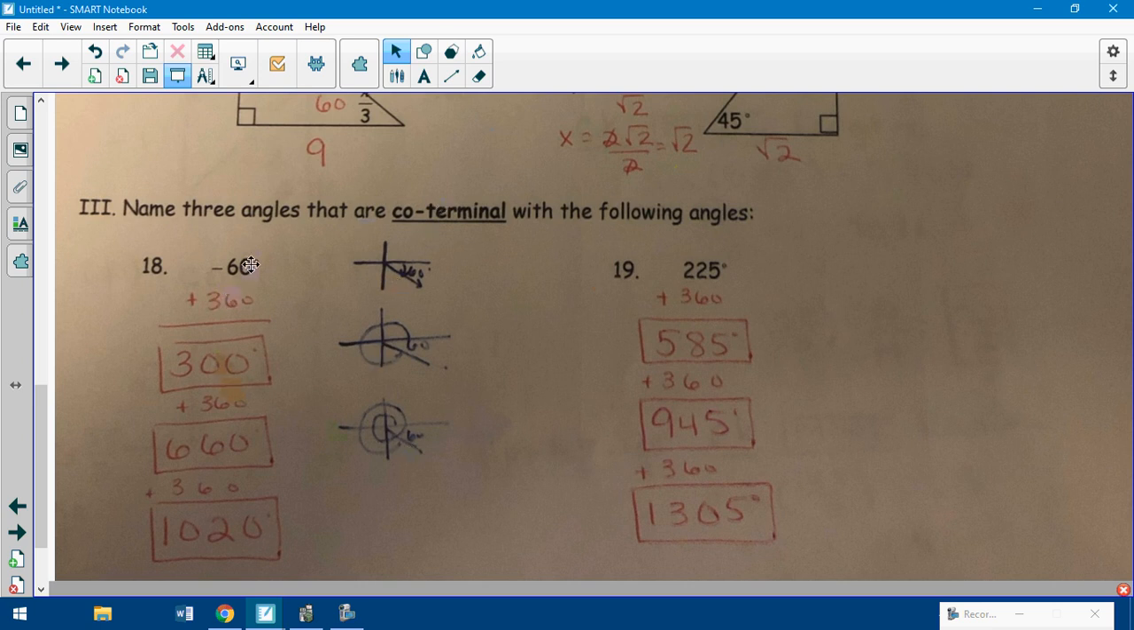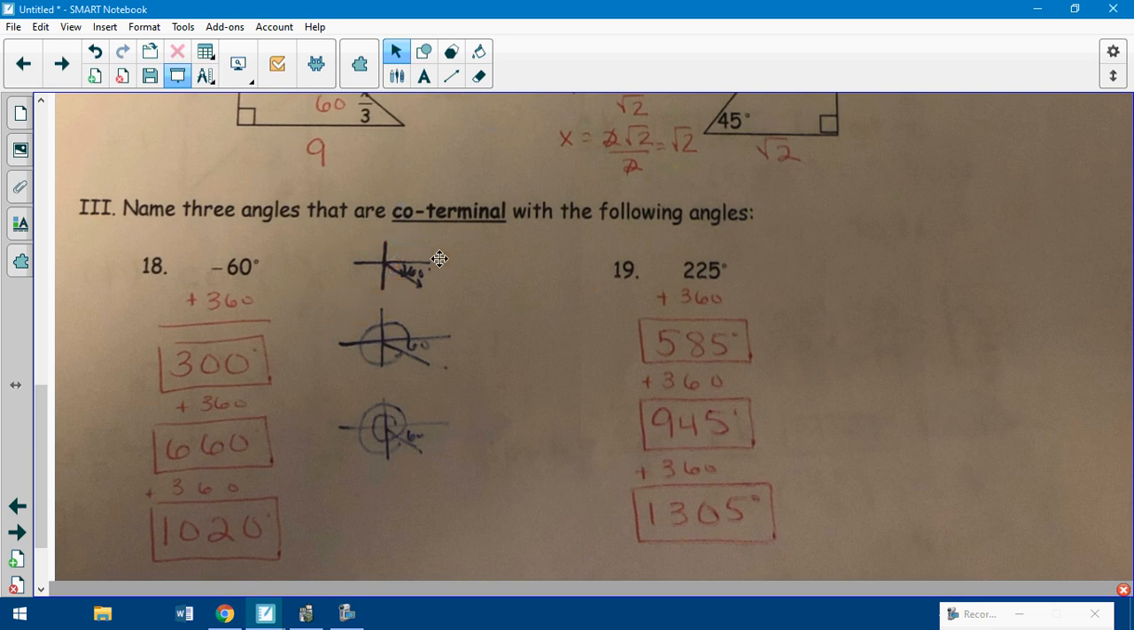So what I was saying is, okay, start with my negative 60, which is right here. Just keep adding 360. If I go all the way around, I'm going to end in that same spot again. So 300, 660, when I go around more than once, 1020. Anytime I add 360, I'm going to land in another spot that's the same. Just think about it, 360. If this is where I am, add 360 to it, I'm there again. Add 360 to it, I'm there again, etc.